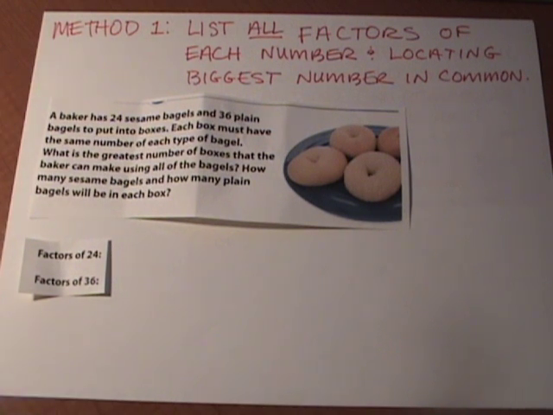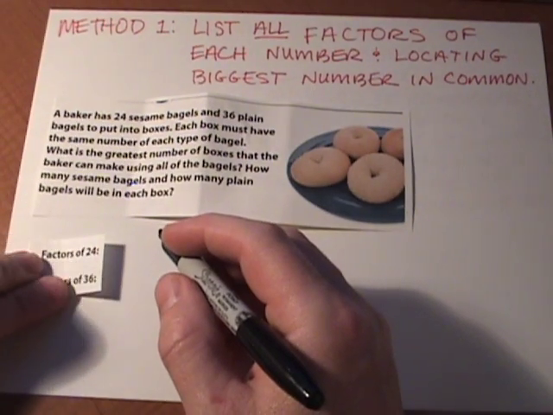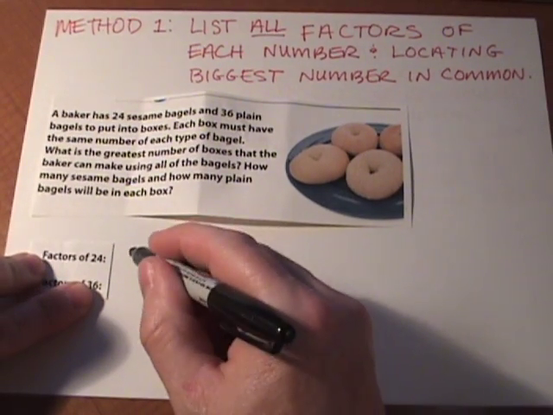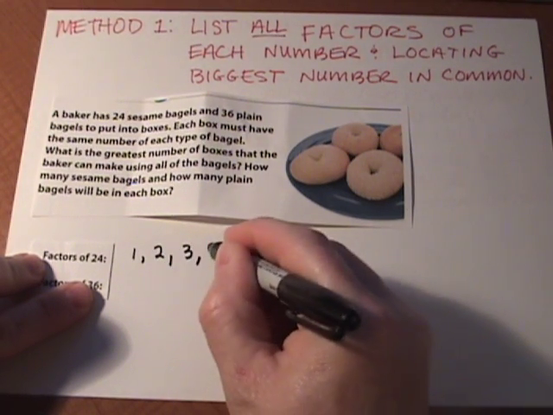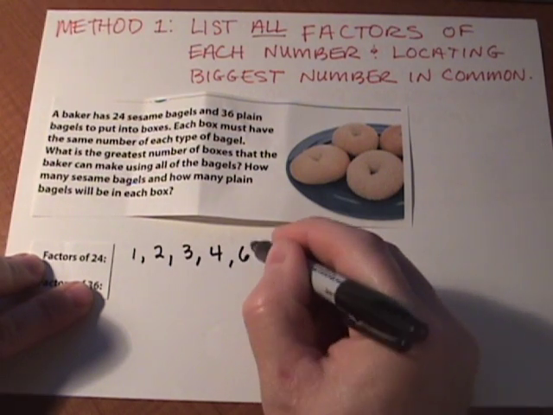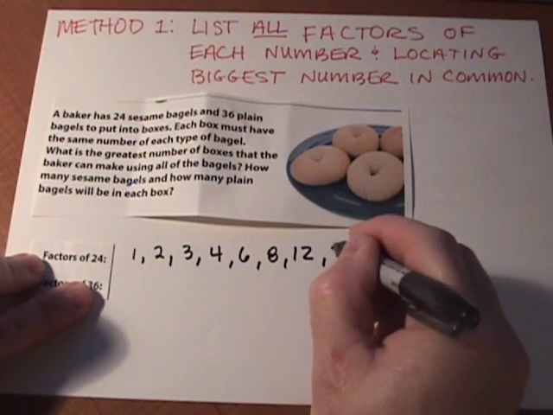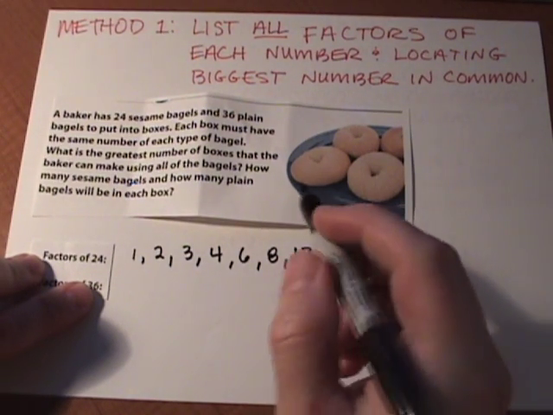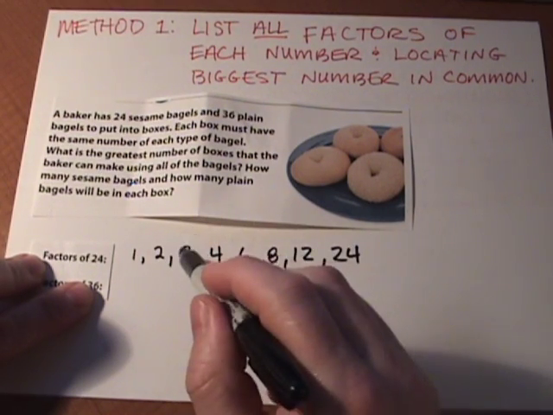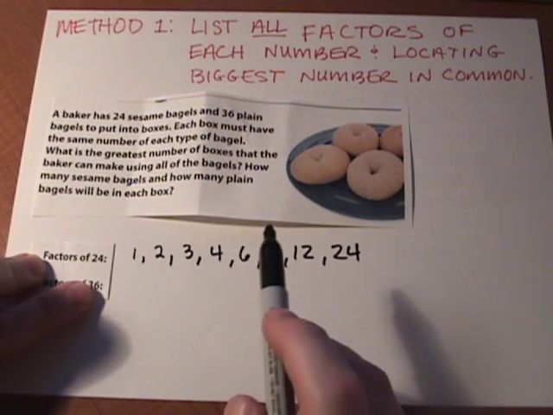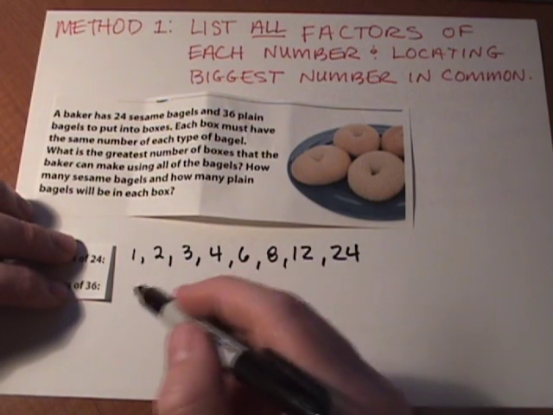So the first step here is to list the factors of each of these. And I just happen to know that the factors of 24 are 1, 2, 3, 4, 6, 8, 12, and 24. Okay? So 1 times 24 is 24, 2 times 12 is 24, 3 times 8 is 24, and 4 times 6 is 24. So now the next thing I'm looking for are all the factors of 36.